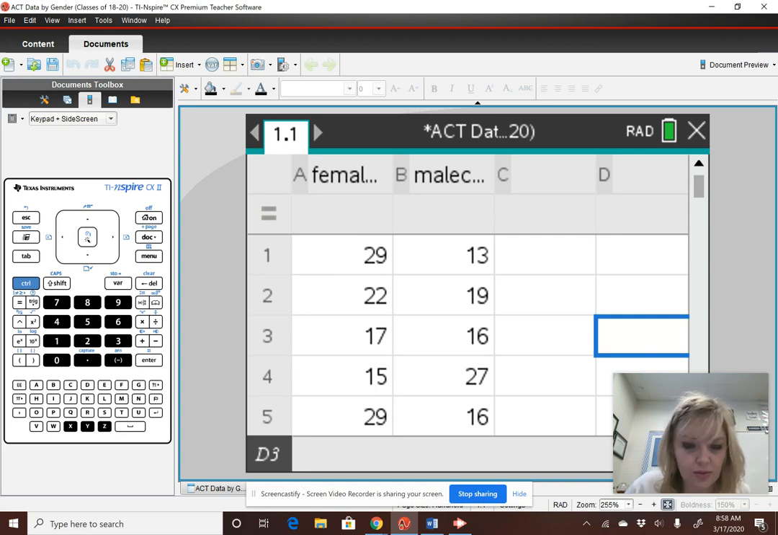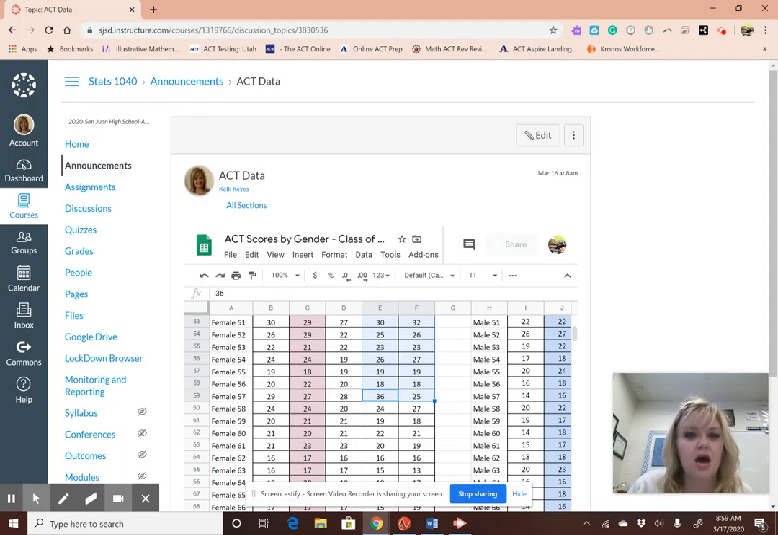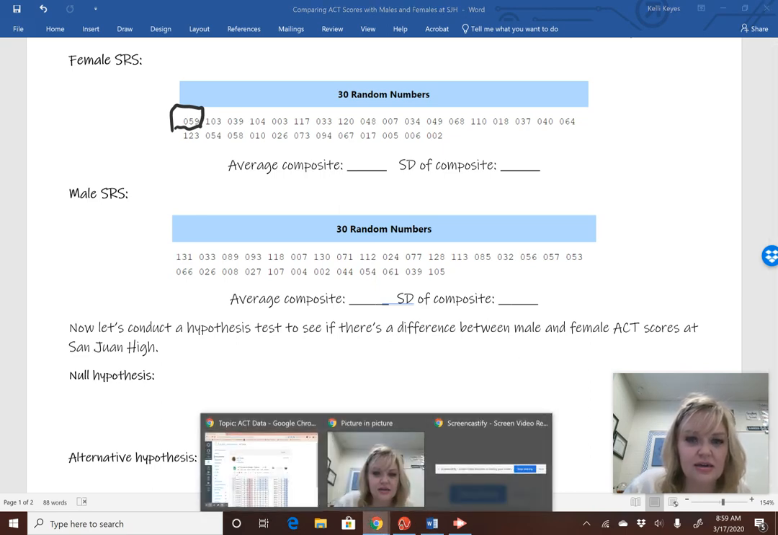And yes, it will take you a little bit of time to look up your random number and what that person got on the ACT, but it's okay. It's not too long and you won't die. So after that, you're going to find the average and the SD.